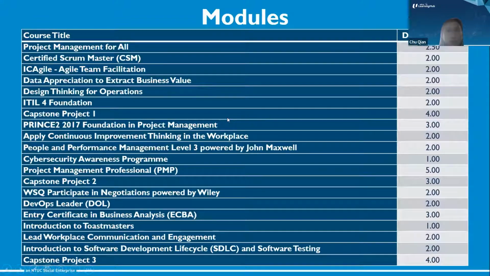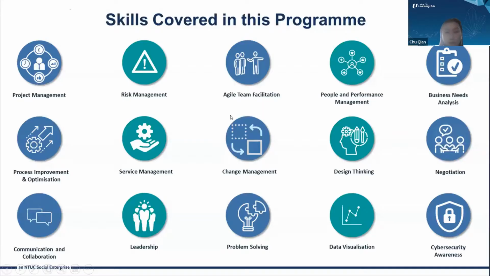So with all these modules, the skills that we are going to cover in this program are a wide variety, right? You'll learn how to manage projects, manage risks, facilitate agile teams, people and performance management, how to conduct business needs analysis, negotiate, how to conduct design thinking, change management, how to improve and optimize processes, how to communicate and collaborate effectively with other people in your teams, how to lead teams, how to problem solve, how to analyze and visualize data, as well as cybersecurity awareness.